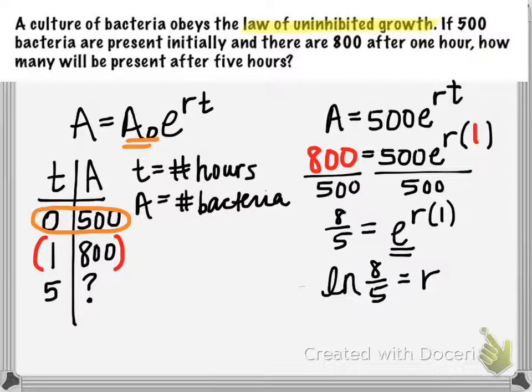If you input that in your calculator, if you're curious what kind of a decimal that is, you'll see that r is approximately 0.47. So it's important to notice that r is a positive value. That makes sense because the bacteria population is growing in this case. And we're not going to use 0.47 for our future computations.